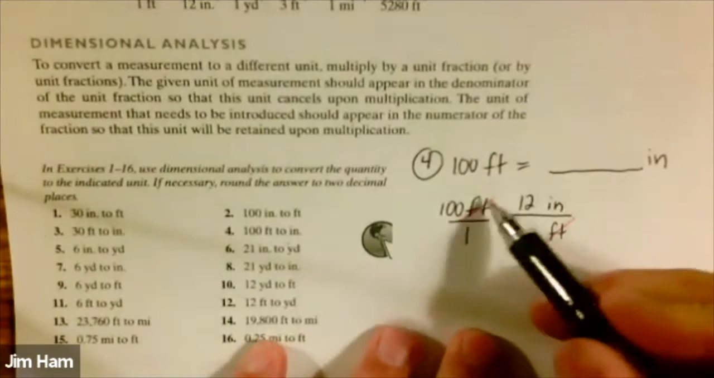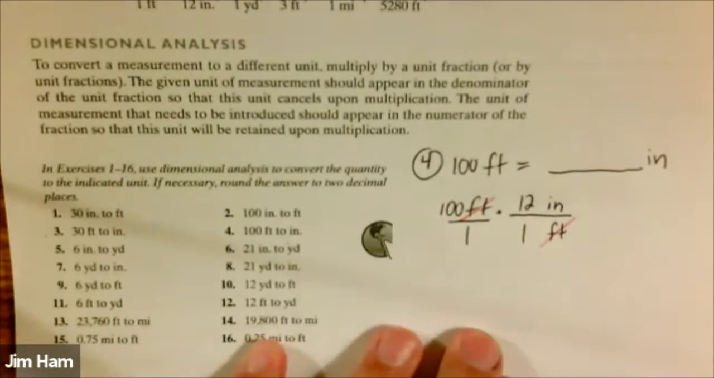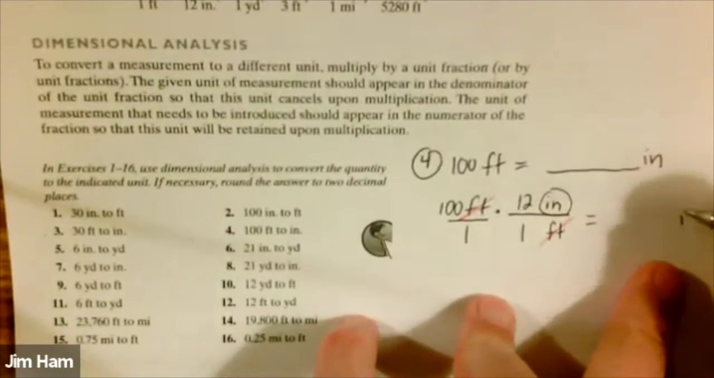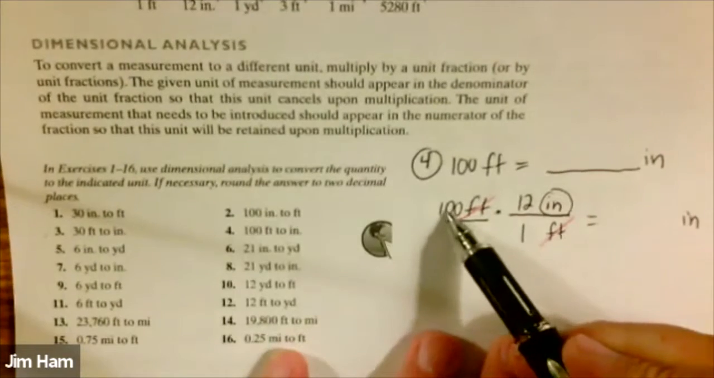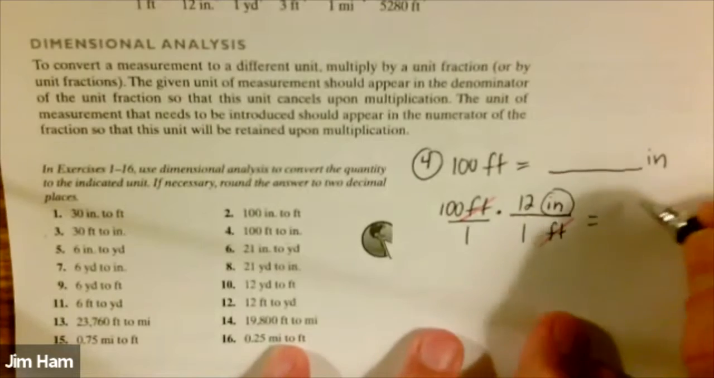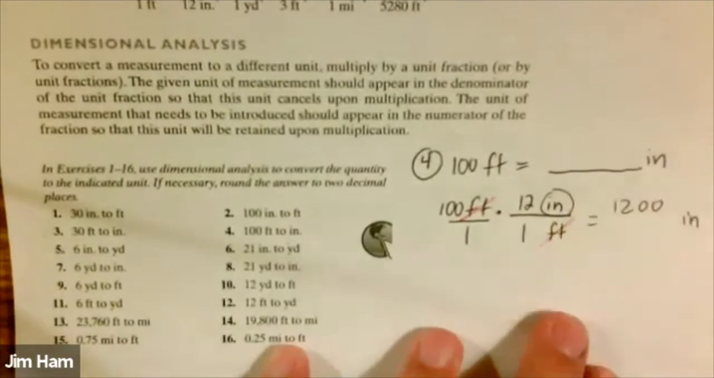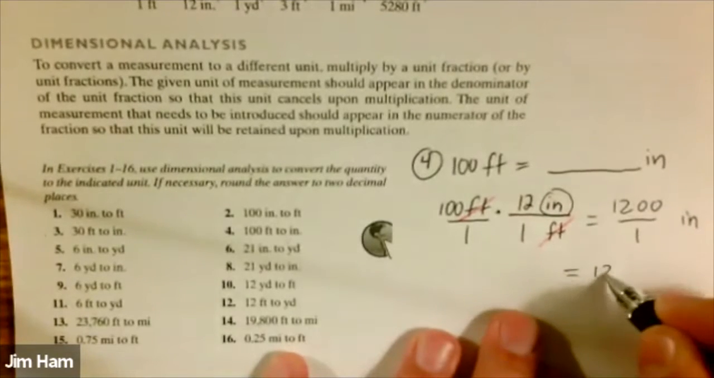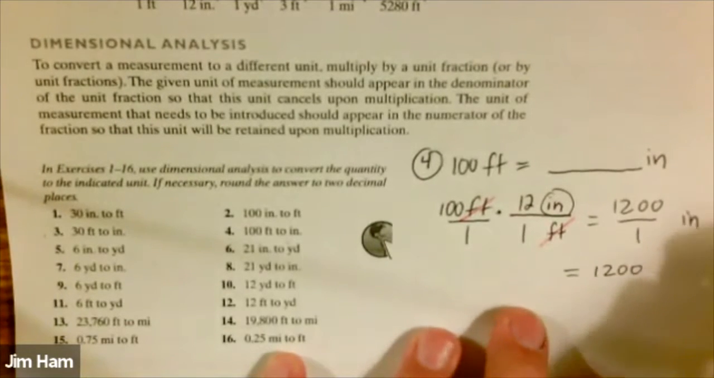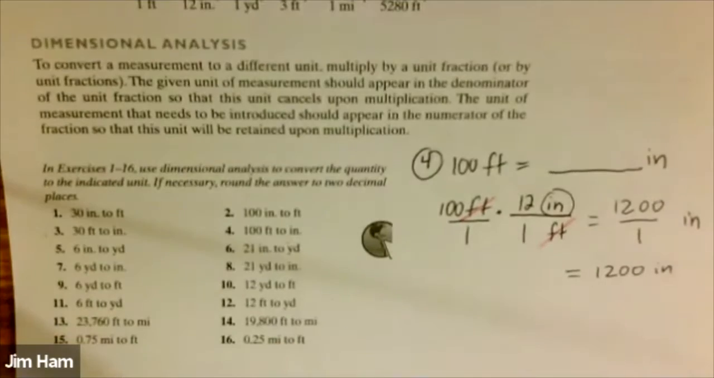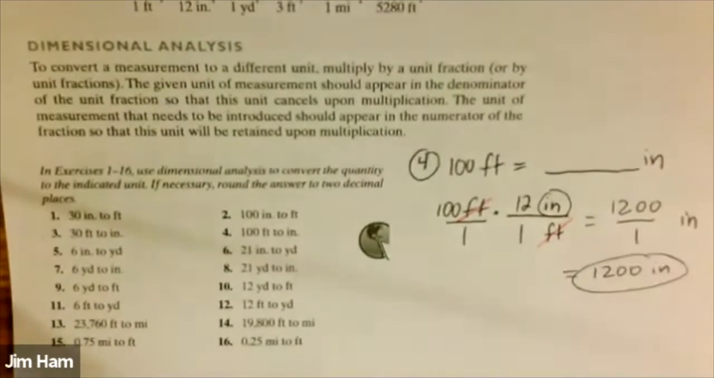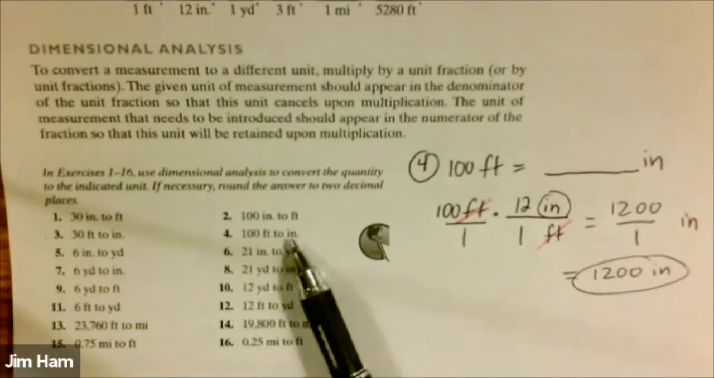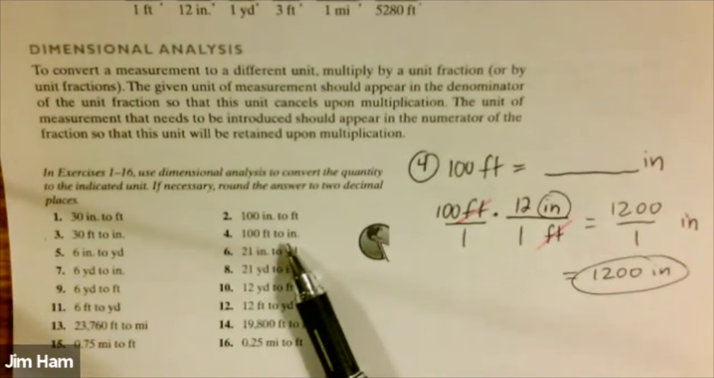And if you'll notice, since the feet unit has been canceled, the only unit remaining in this problem is inches. So our answer is going to be in inches. On top, we take 100 times 12, and that's 1200. And on the bottom, we have just the 1. And so 1200 over 1 is 1200. So the answer to this one is that 100 feet is equal to 1200 inches.